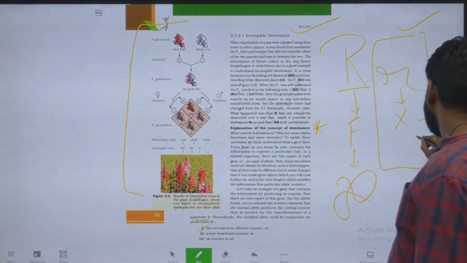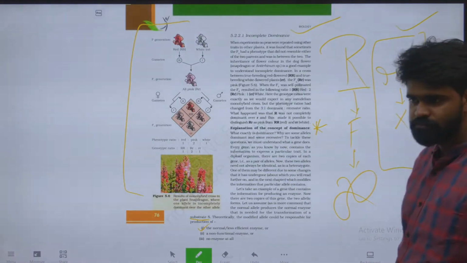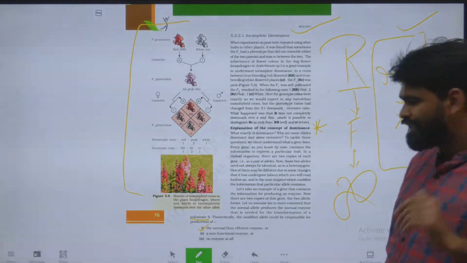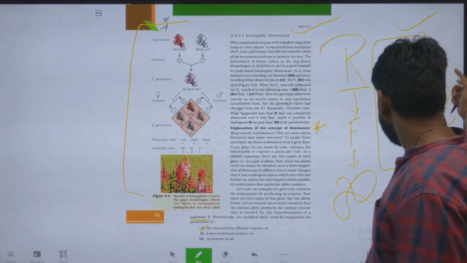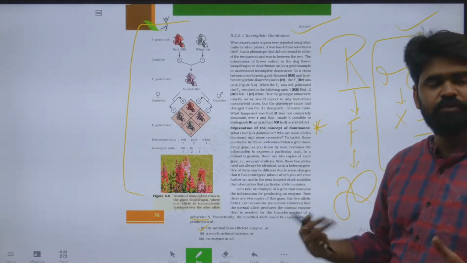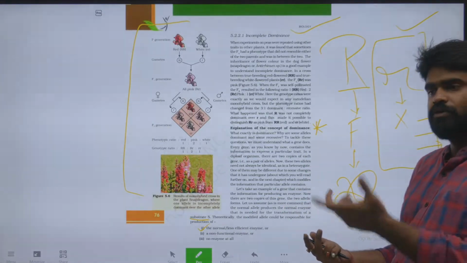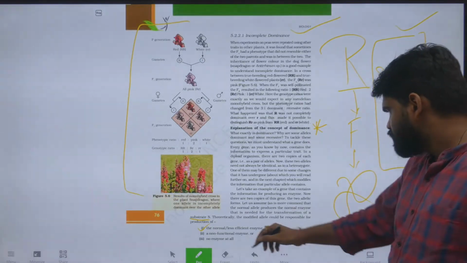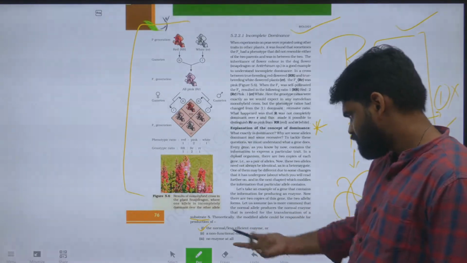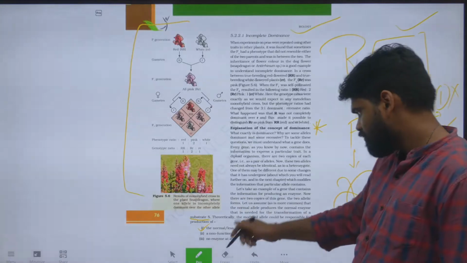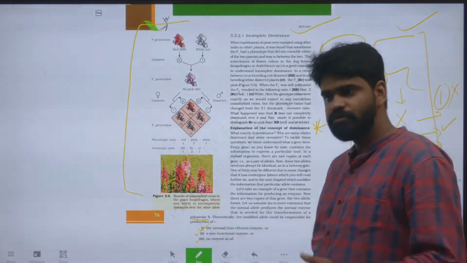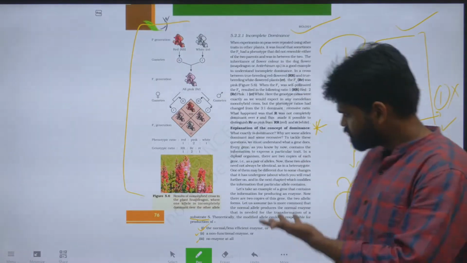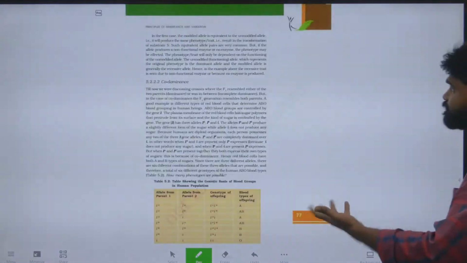Second is what? Something is produced but not the same thing, altered. Third is what? Nothing is produced, or something is produced. Then what? A defective or half-functional one is produced. So a normal or less efficient enzyme, a non-functional enzyme, or no enzyme at all. Non-functional means something is produced but it does not work. These three criteria are there.